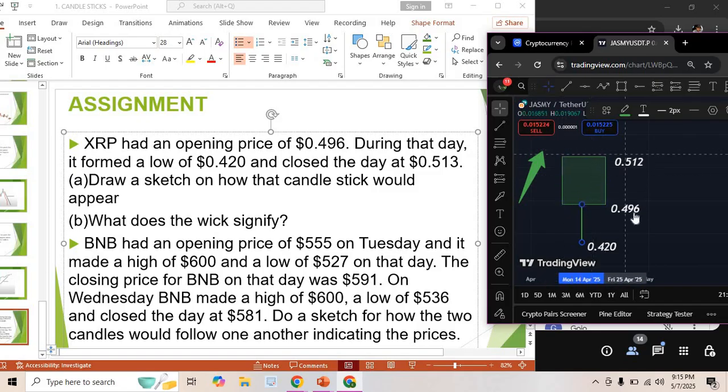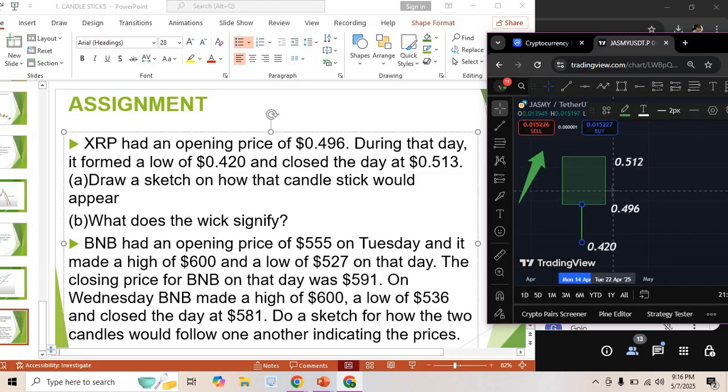Basically, if you draw that rectangle, the first thing you'll notice is that you've been given a low. As I mentioned yesterday, the lowest price of any candlestick is always represented by the bottom wick, or the lower shadow. So the first thing you need to do is draw that lower wick and name it 0.420. Then compare the opening price and the closing price. In this case, the opening price is lower than the closing price, and that will be a bullish candlestick.